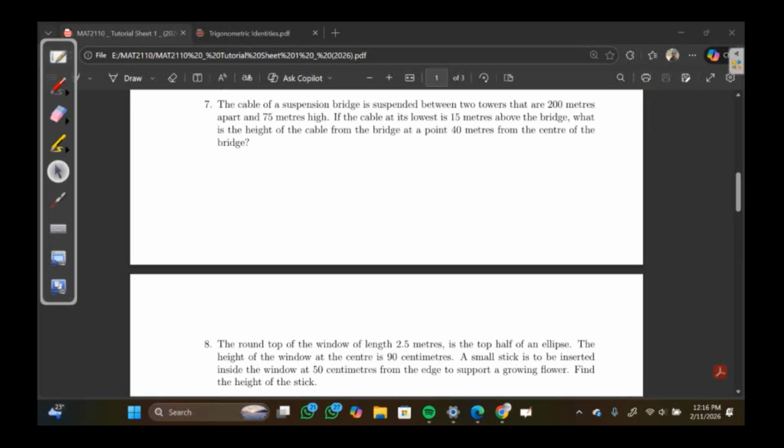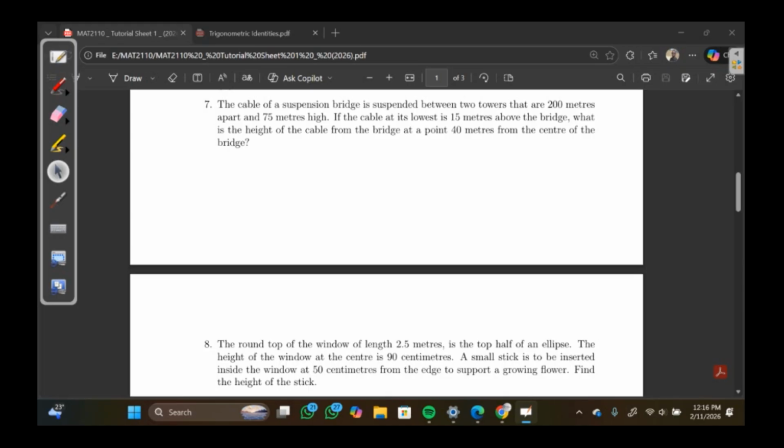Let's now look at question 7, which is more like application of what we've been doing so far. Question 7 says the cable of a suspension bridge is suspended between two towers that are 200 meters apart and 70 meters high. If the cable at its lowest is 15 meters above the bridge, what is the height of the cable from the bridge at a point 40 meters from the center of the bridge?